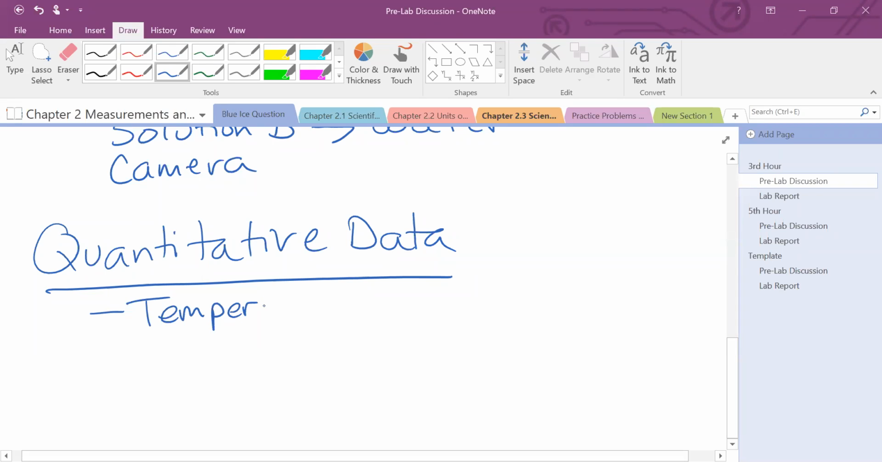Temperature over a period of what? Time. So do you think we need to take the temperature? Where should we take the temperature, I should say? Where in the beaker should we take the temperature?